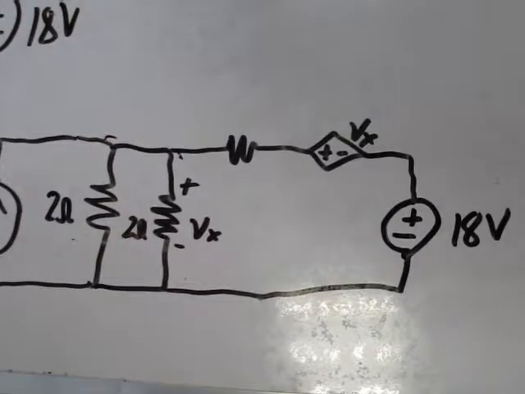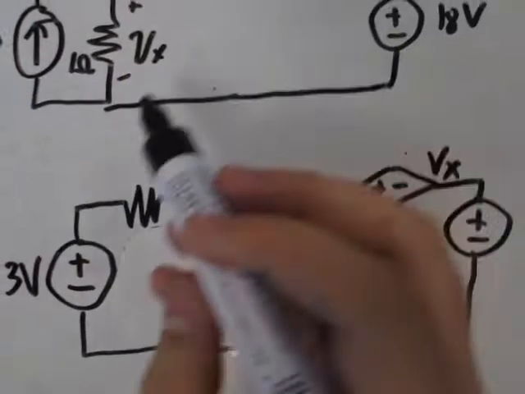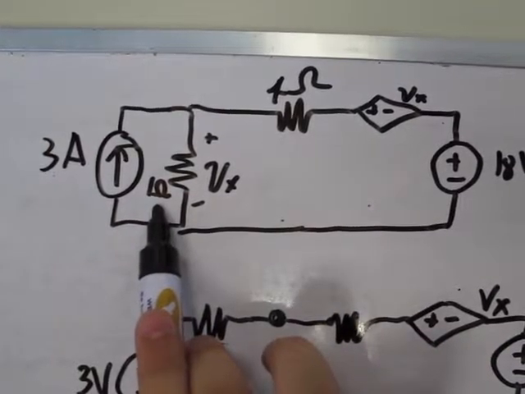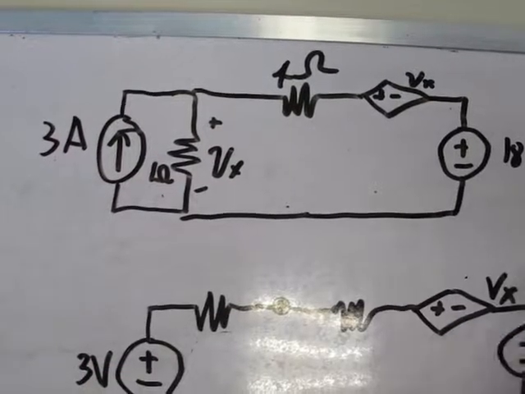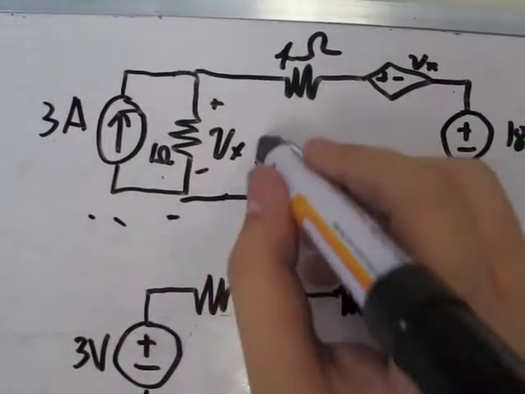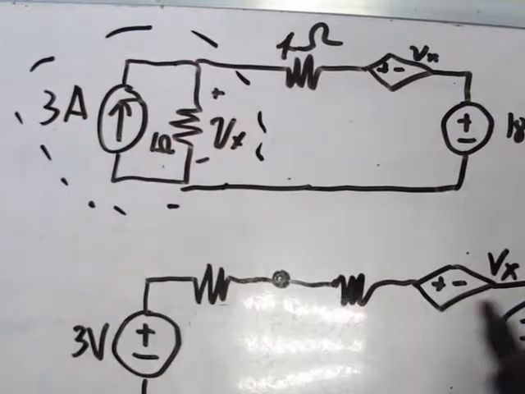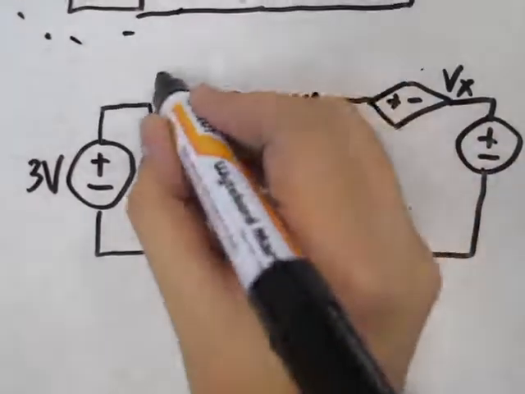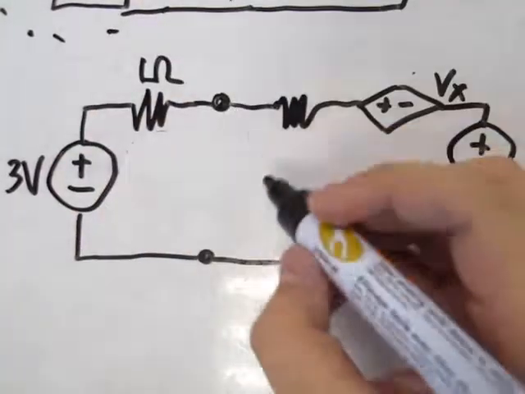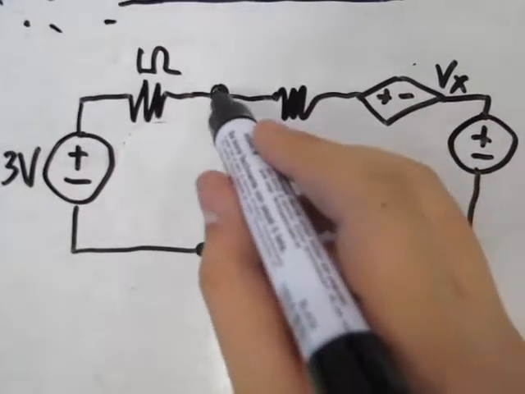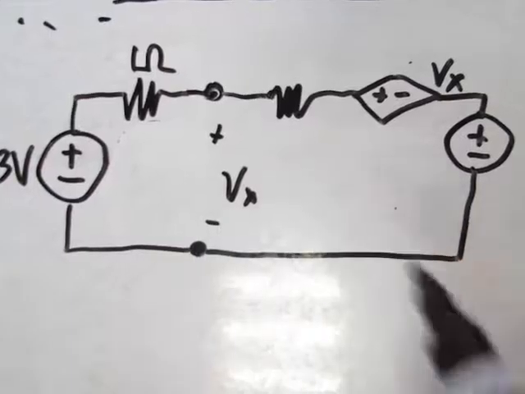So we now have the next circuit. Combining the parallel 2 ohms, we get 1 ohm. Now we have this circuit. Then we will transform this current source to a voltage source. Now we have 3 volts, 1 ohm, and the Vx will still be here. The nodes will remain the same.